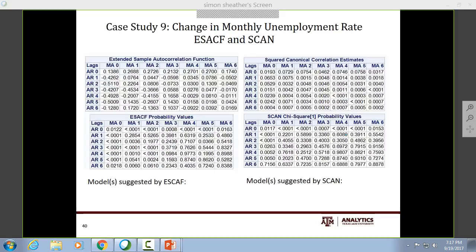Now, let's look at the scan statistic. This is the bottom right. So where is our rectangle? What do you think? ARMA 1-1, yeah. It's pretty obvious, isn't it? It's ARMA 1-1. Good, we did great.